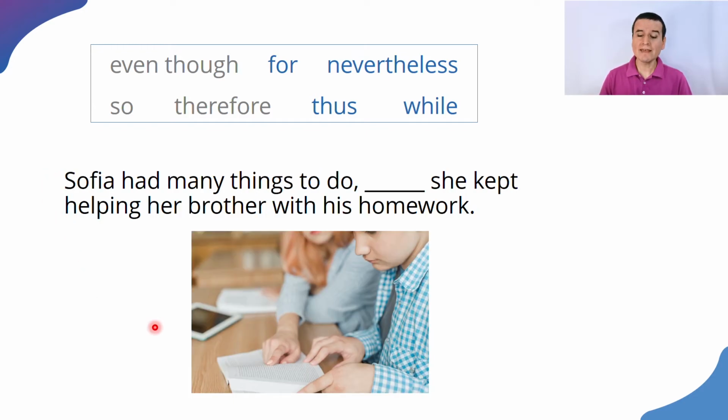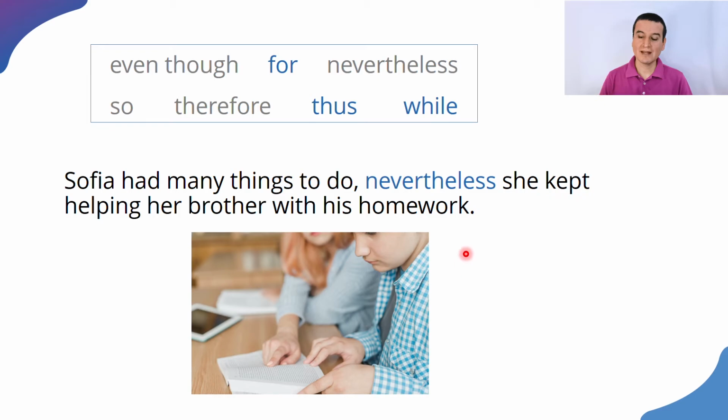Sophia had many things to do. That's not good. Had many things to do. Blank, she kept helping her brother with his homework. That is very nice. Something not good, something good. Contrast, and we could use, how about, nevertheless. Nevertheless, she kept helping her brother with his homework. All right? Good. Listen to the pronunciation, please.